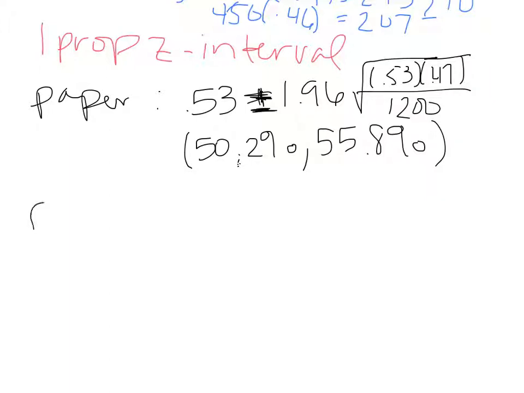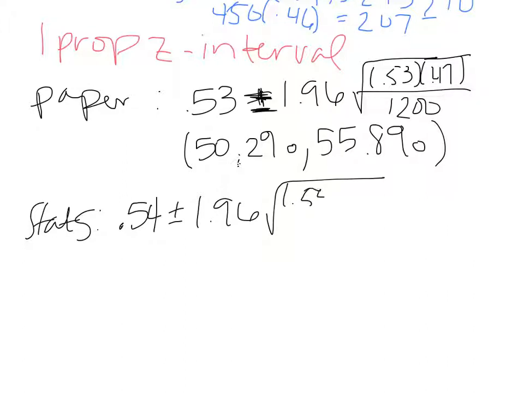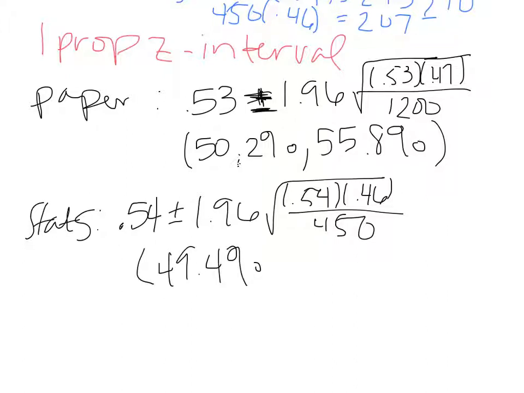Okay, and then we have the stats class. So they had a 54%, still 1.96 because still 95% confidence. So theirs would be a 49.4% lower bound to a 58.6% upper bound.